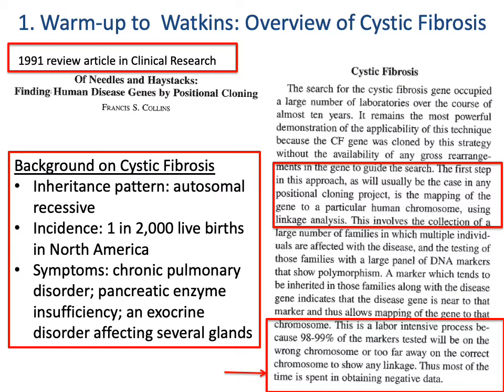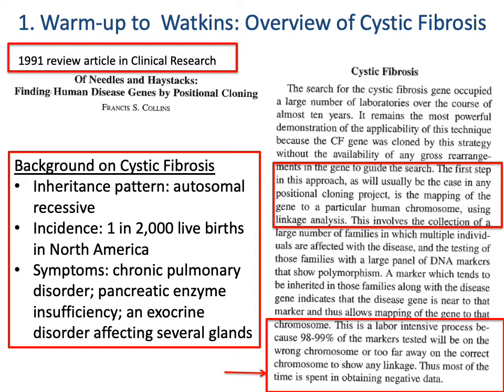So in the first red box on the right, I have set aside where Dr. Collins says that the first step in cloning of this type is going to be mapping the gene to a particular human chromosome using linkage analysis. And so that's where we use the pedigrees, and that's why we're looking at the Watkins paper, where they do some of the mapping that was really important and led to the eventual cloning of this. So this type of cloning is called positional cloning. Okay, so this means that you really don't have very much information at all about the location of the gene within the genome.